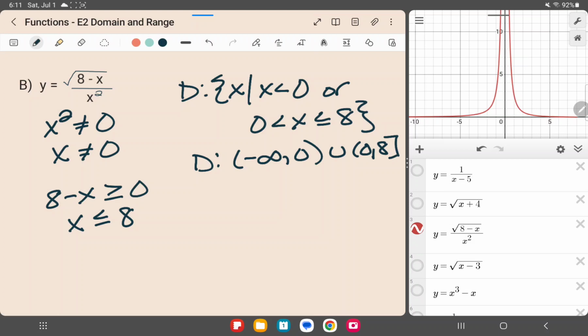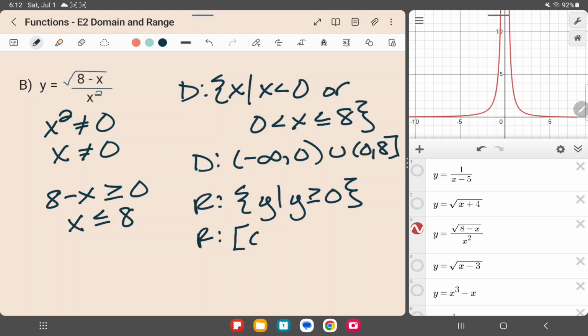Okay, that's a lot. Now, notice from the graph that when I plug in those domain values, I'm only getting y values that are greater than or equal to 0. So when I plug those numbers in, my range is either y such that y is greater than or equal to 0, or I can say 0 to positive infinity.